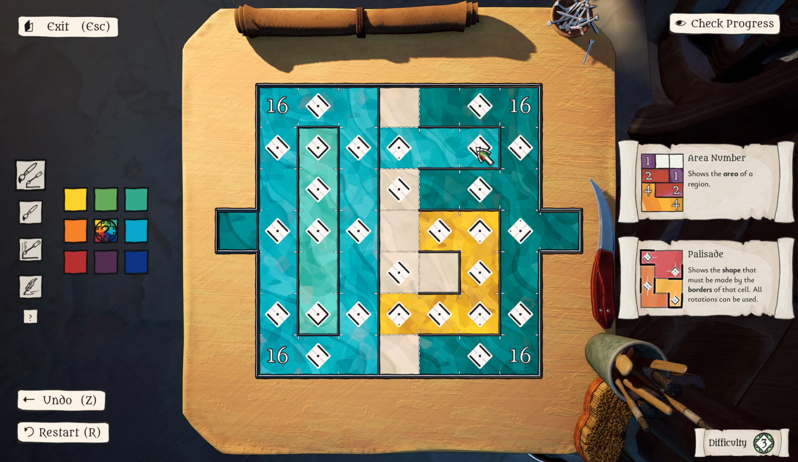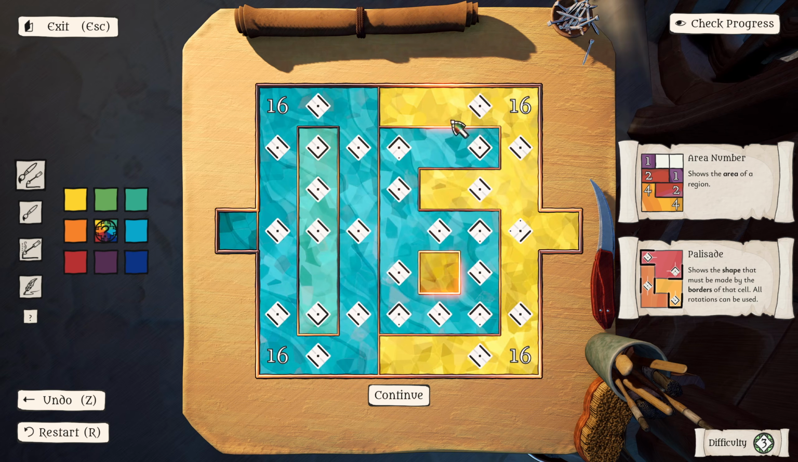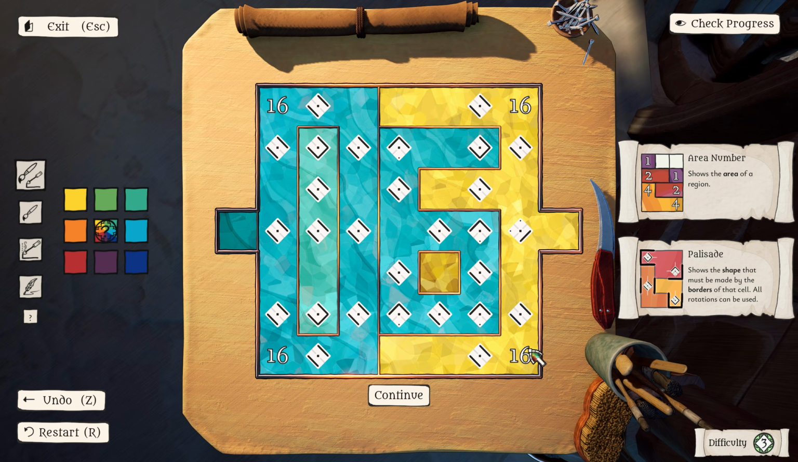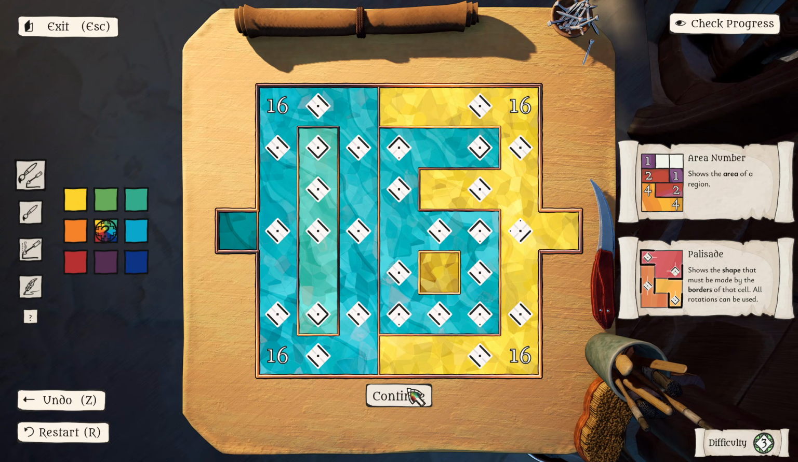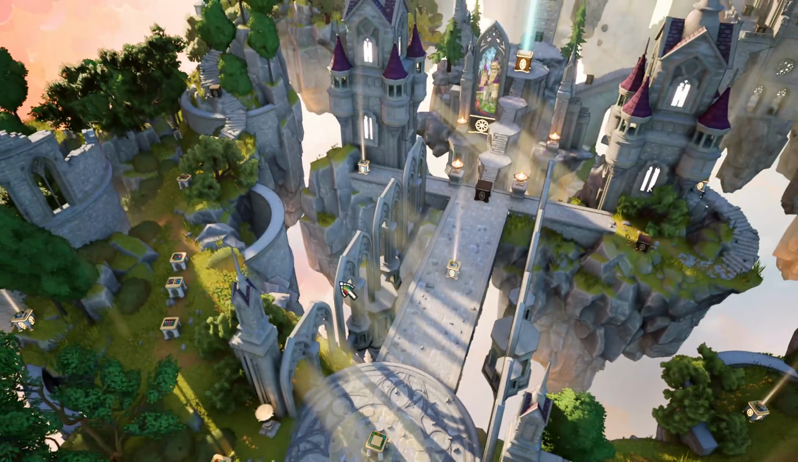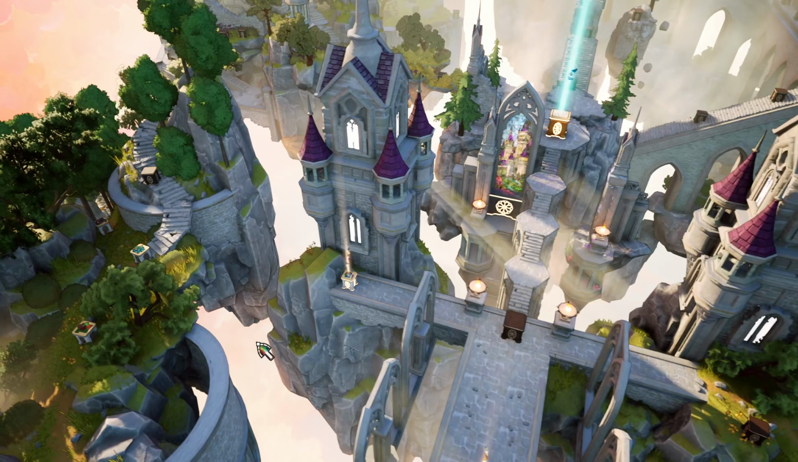Is it spelling the number 16? That's really cute and very clever. I don't have anything else to say about that. That is very cute and very clever.